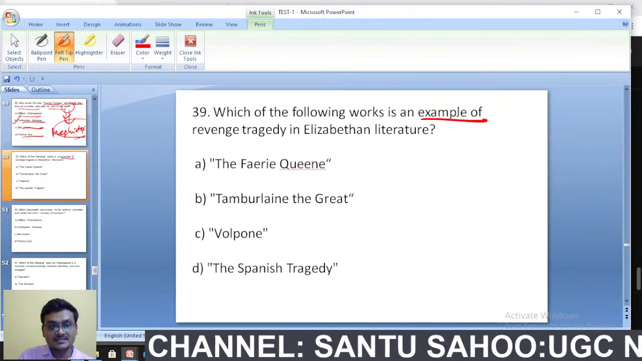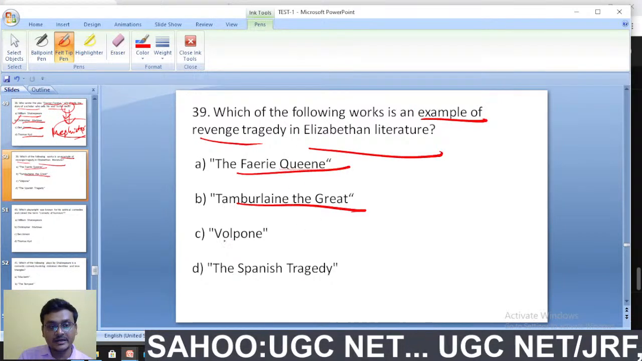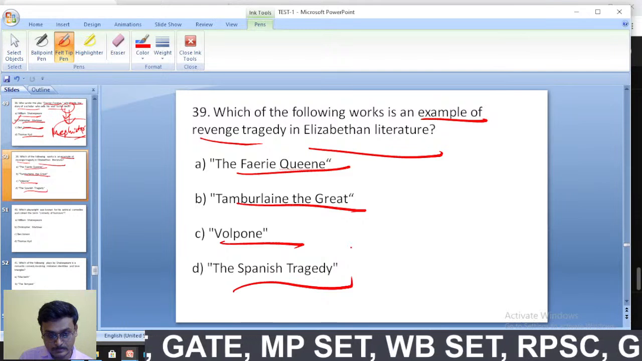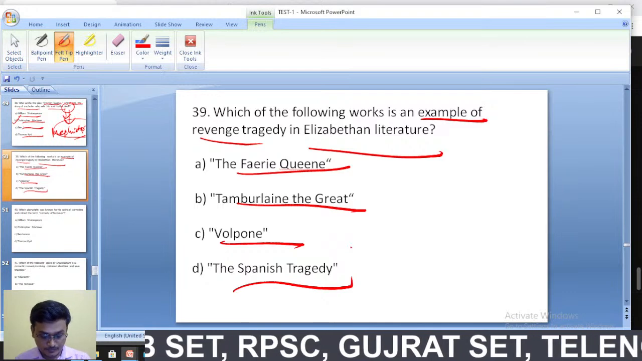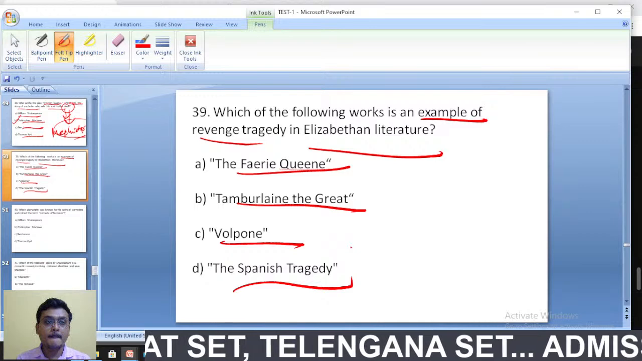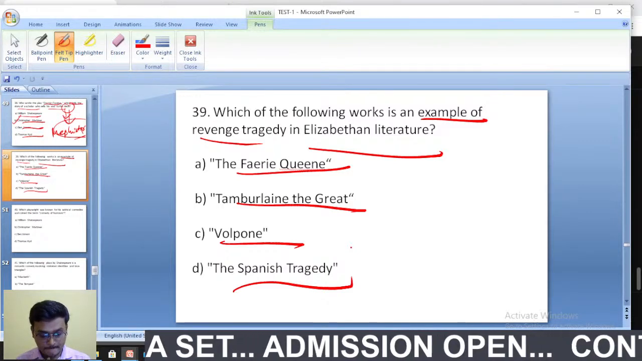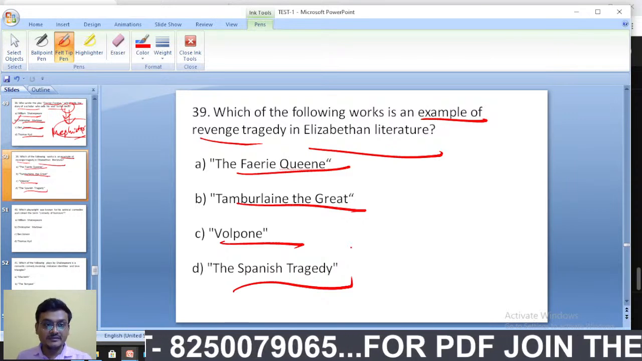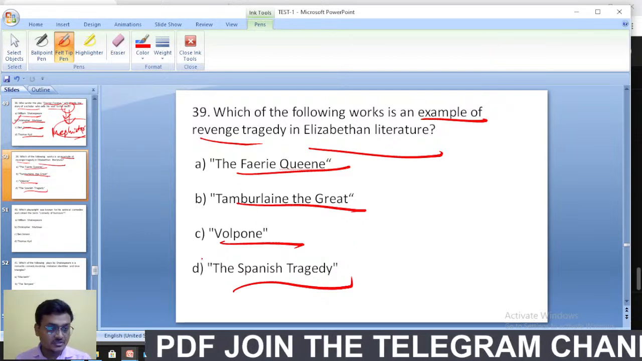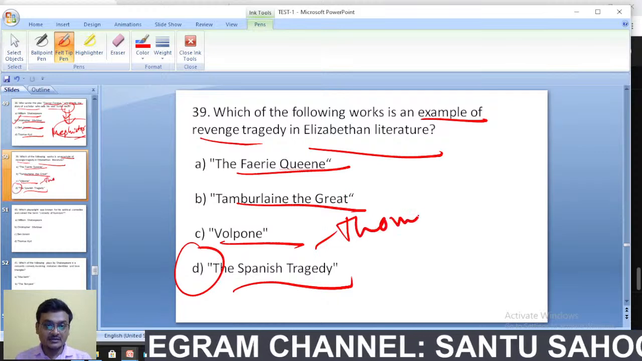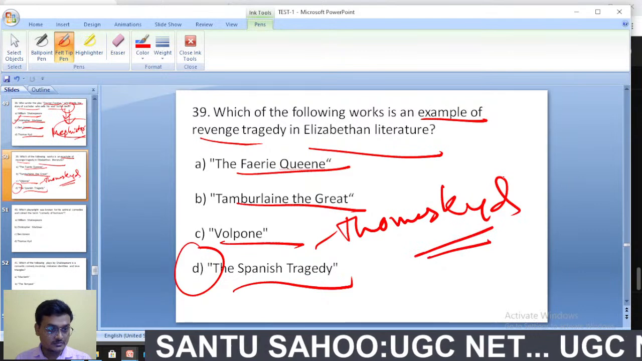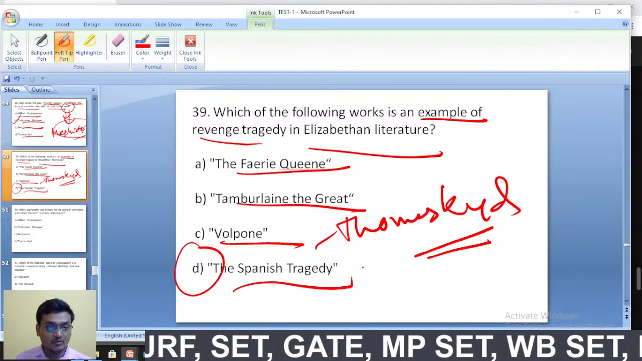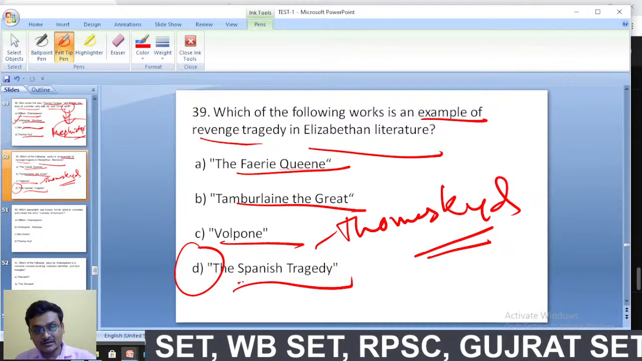Which of the following works is an example of revenge tragedy in Elizabethan literature? The Faerie Queene, Tamburlaine the Great, Volpone, or The Spanish Tragedy? The Spanish Tragedy, exactly. Thomas Kyd has written The Spanish Tragedy. And now tell me, what is the subtitle of The Spanish Tragedy by Thomas Kyd?